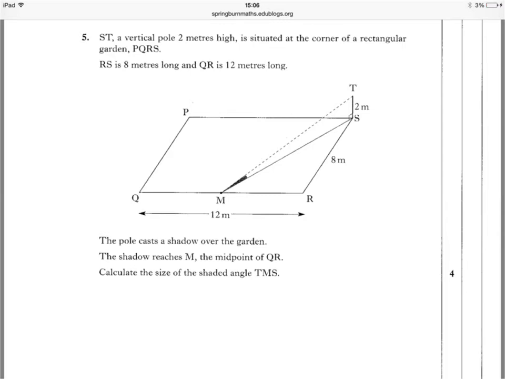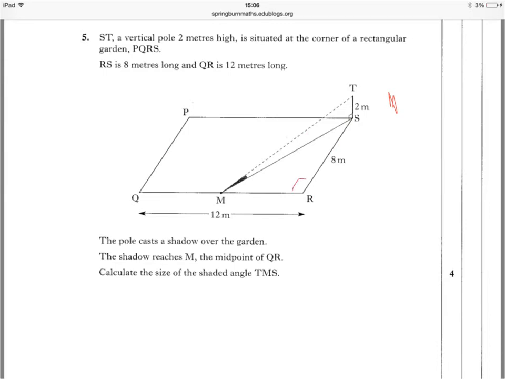Section 17, example 2. ST, a vertical pole, 2 metres high, is situated at the corner of a rectangular garden, PQRS. RS is 8 metres long and QR is 12 metres long. Now it's a rectangular garden, we're looking at it in a 3-dimensional context, but we would know then if it's rectangular that this angle here is a right angle.